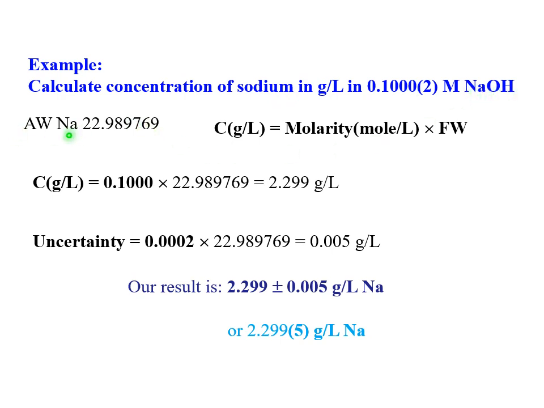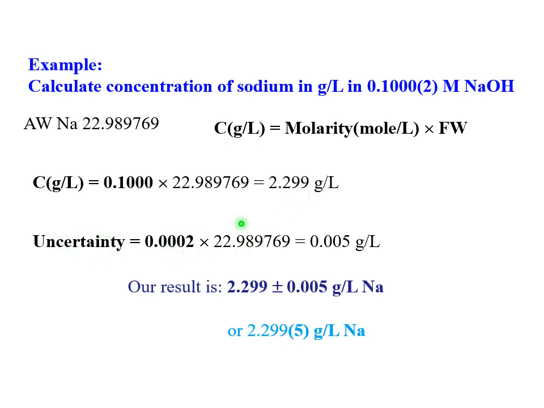Atomic weight of sodium is known with fantastic precision, practically infinity for us. Concentration in grams per liter is calculated as molarity multiplied by formula weight. In our case, it's simply the atomic weight of sodium. So concentration will be 0.1 by this number. We have 2.299. It's very easy to see, and we retain 4 significant digits.